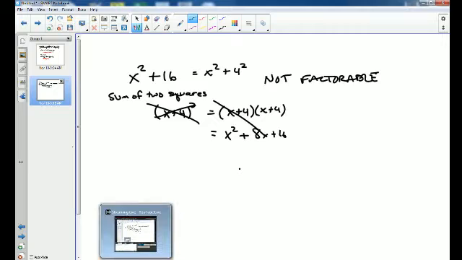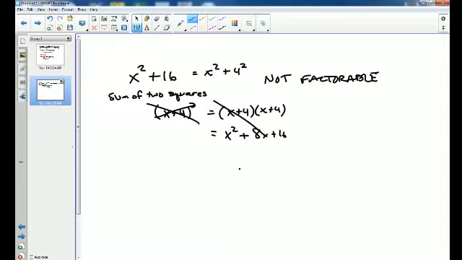No, that would make it a difference of two squares. There's no way to get a positive here with no x's. So if I rewrote it, there's 2x squared. Are there two numbers that multiply to get 16 and add up to get 0? No. Same problem, not factorable.